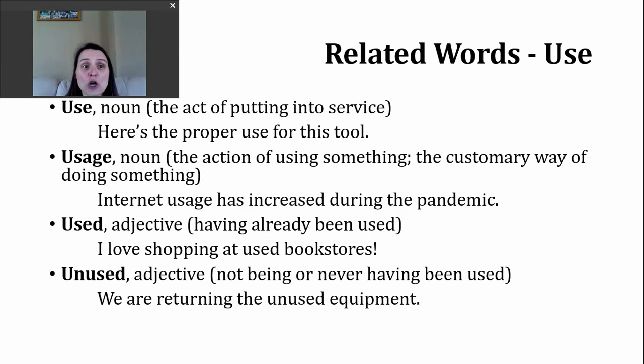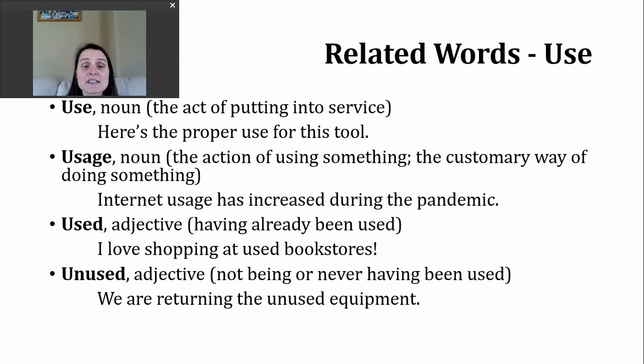Finally, today, let's take a look at some related words. The first thing I want to point out is as you look at the noun I have listed, it looks exactly the same spelling, but the pronunciation is different. The verb is use, so I'm making a Z sound towards the end of the word. The noun is going to be pronounced "use," and it means the act of putting something into service. Here's an example sentence. Here's the proper use for this tool.